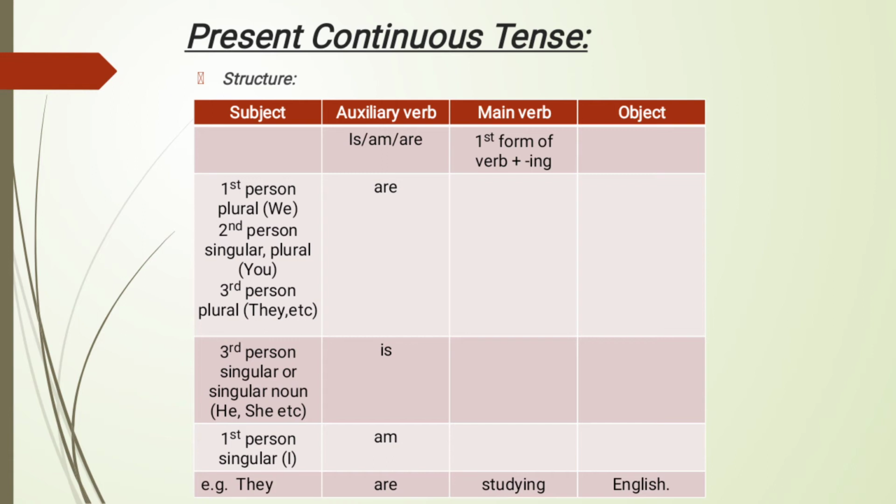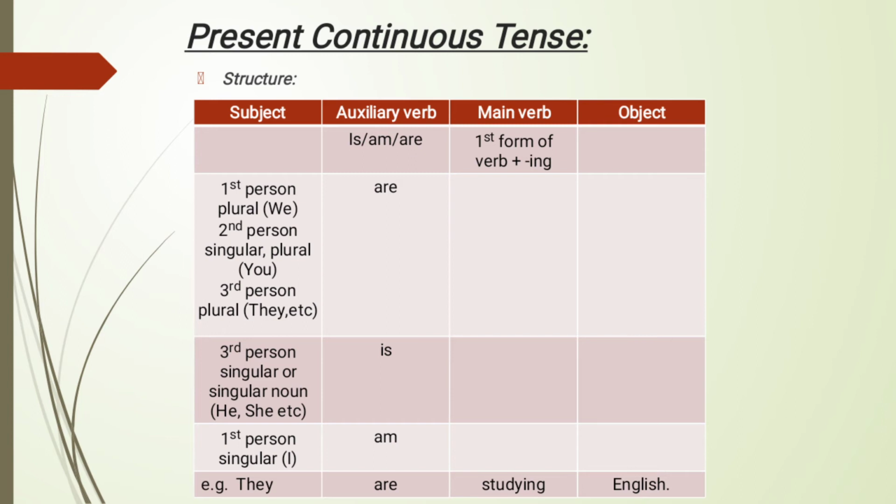Now students, see the structure of present continuous tense or present progressive tense. First of all, you will write the subject, then the auxiliary verb is, am, or are, then the main verb in present participle form, that is the first form of the verb with ing. Then you will write the object.